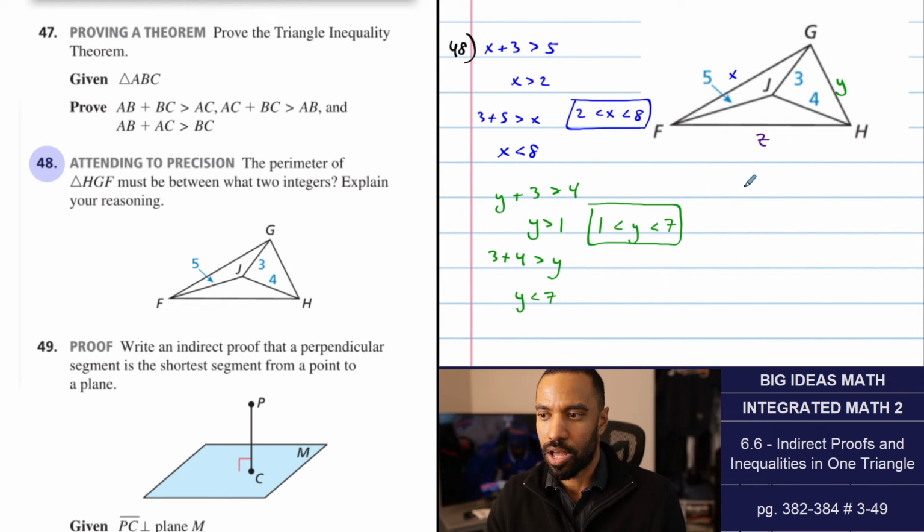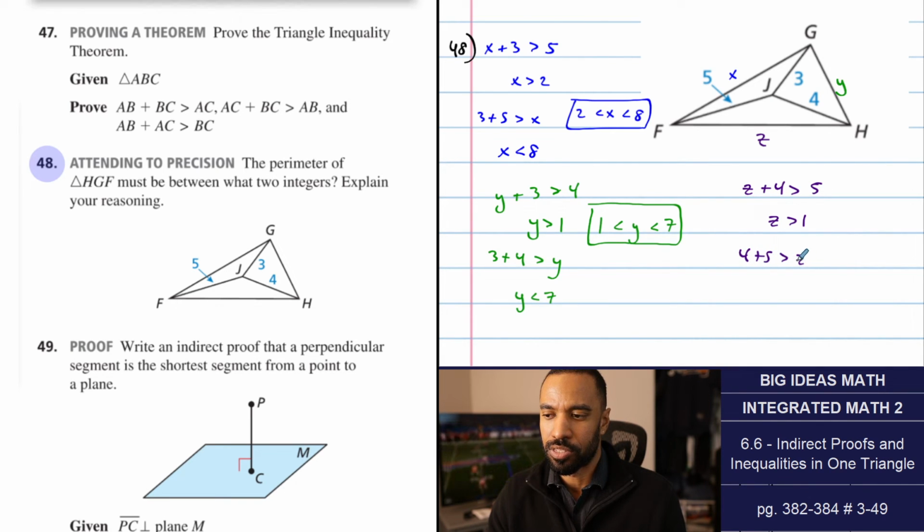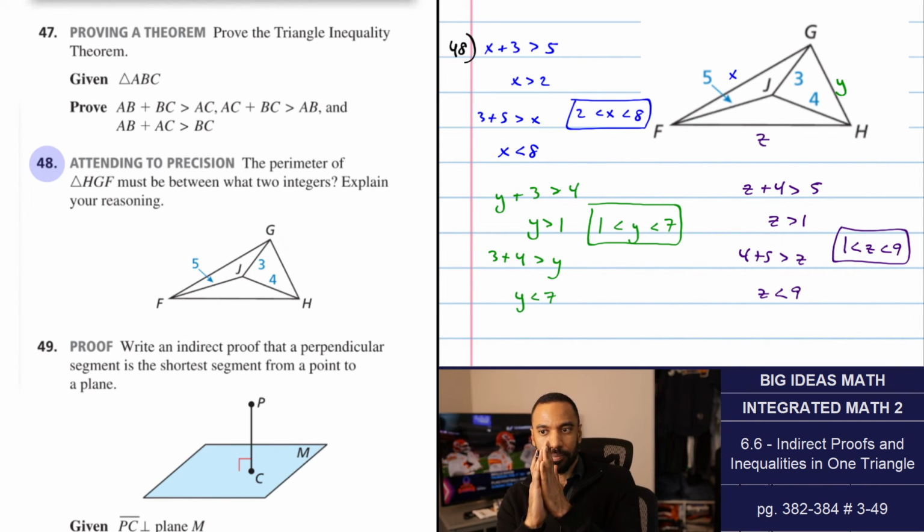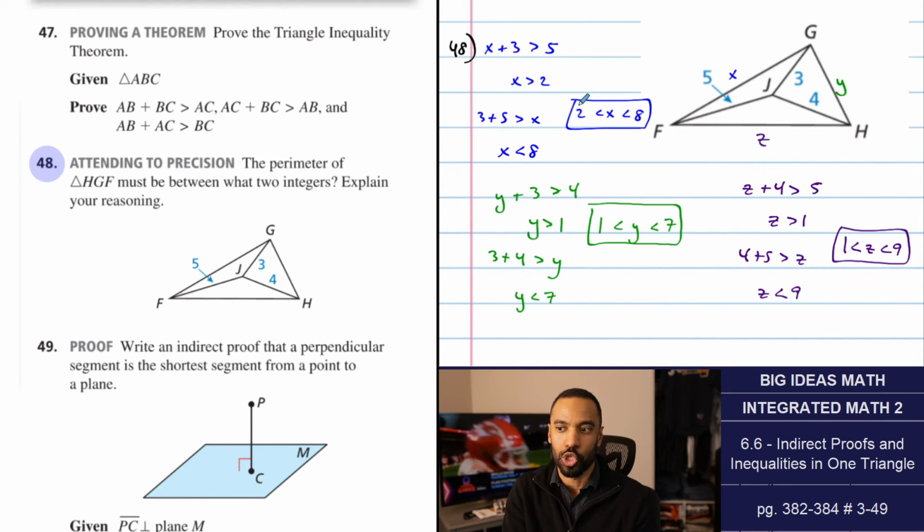If z was one of the shorter sides, z plus 4 has to be greater than 5. So z has to be greater than 1. And then 4 plus 5 has to be greater than z. And so z has to be less than 9. So z has to be somewhere between 1 and 9. Now, one other thing that I'm going to do before I get into anything else is that, here's the thing, maybe we're talking about the shortest perimeter could be 2 plus 1 plus 1, and the greatest can be 8 plus 7 plus 9.